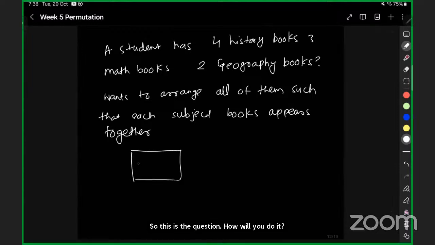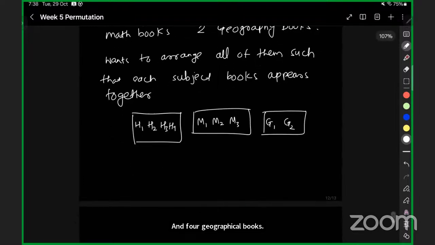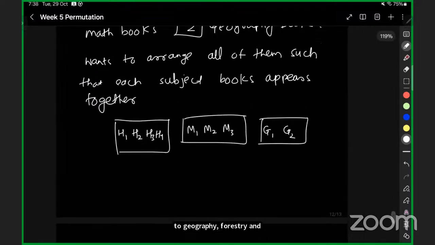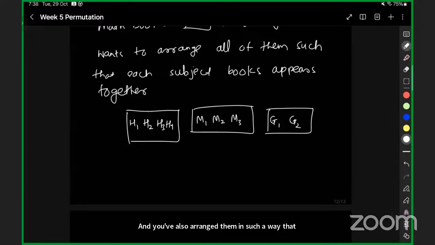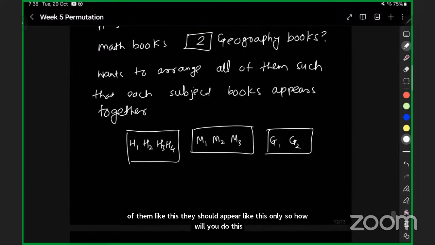Here are 4 history books, so let's say H1, H2, H3, H4. He has 3 maths books, and 2 geography books. So 4 history, 3 mathematics, and 2 geography books are there, and he wants to arrange them in such a way that they should appear together, like this only. So how will you do this? In linear order. The order is linear only.